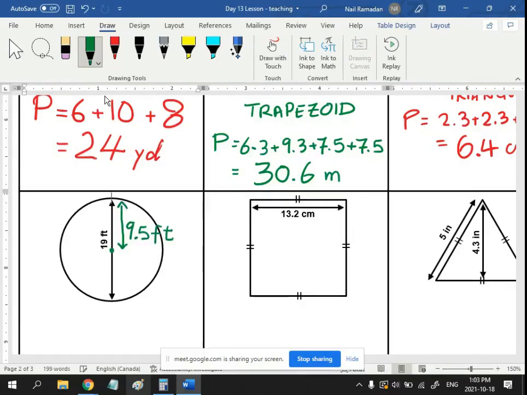I can't emphasize this enough. Please never use the diameter. Always make sure you use the radius. Okay.